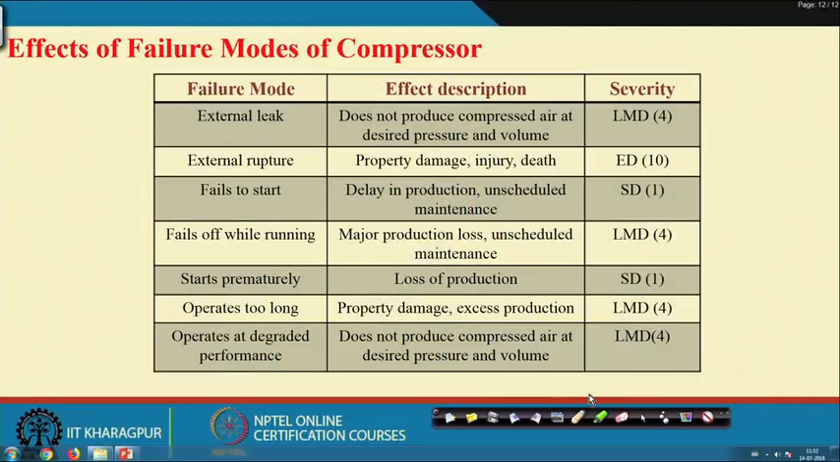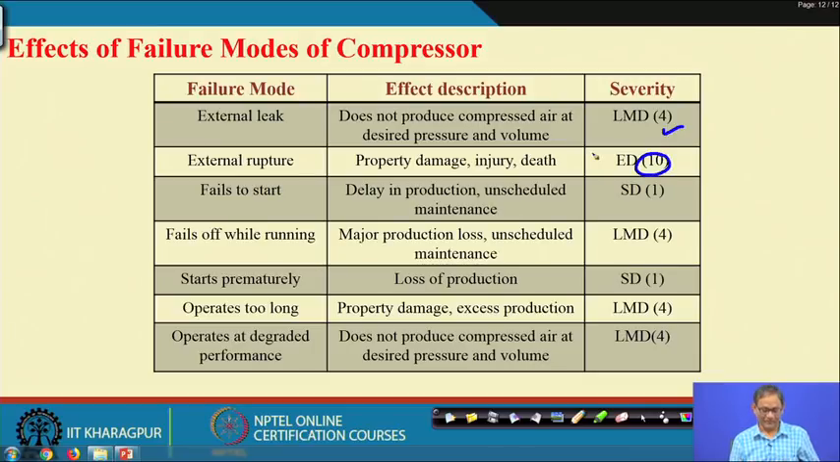So, with reference to our example, external leak does not produce compressed air at desired pressure and volume if there is an external leak. So, this is the effect. So, it is low to medium. So, we are giving 4. External rupture, you see property damage, injury and death, this is a huge one. So, effect is 10. Like operates at degraded performance, does not produce compressed air at desired pressure and volume like this. So, your severity is 4.